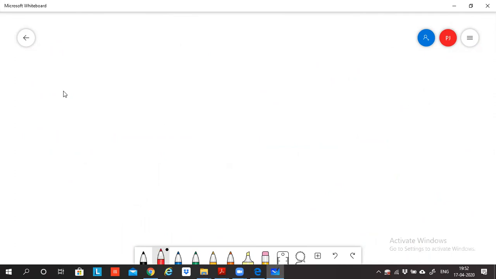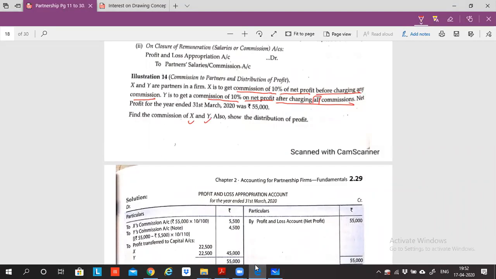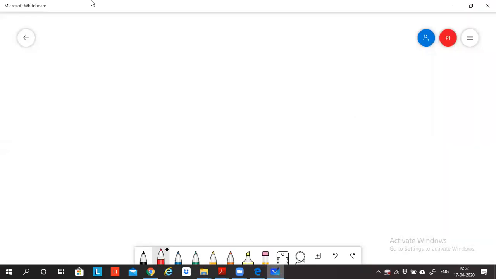Okay. Now I want to first understand what the question is. It says that X will get commission of 10% of net profit before charging commission. X commission is equal to 10% of net profit. Which net profit? This net profit before charging any commission. This 10% is of net profit before charging commission.